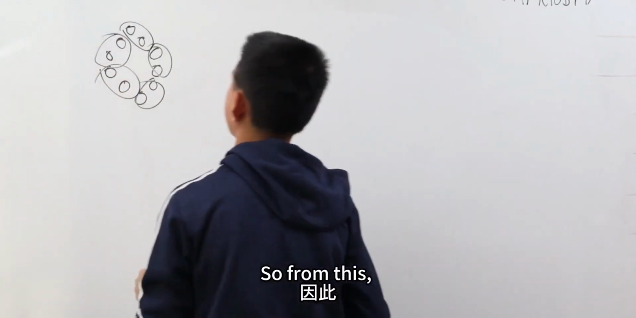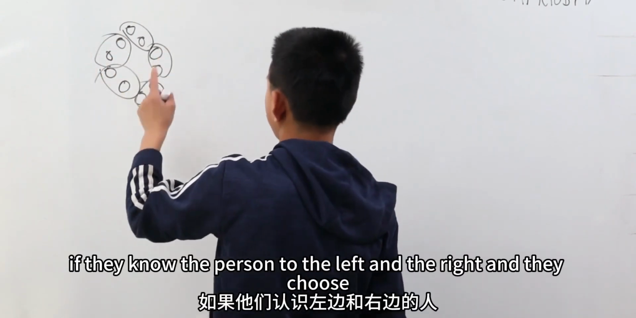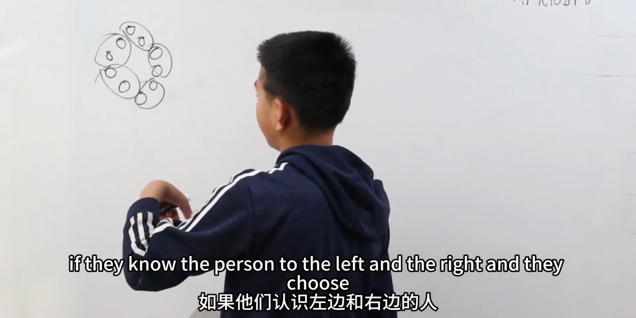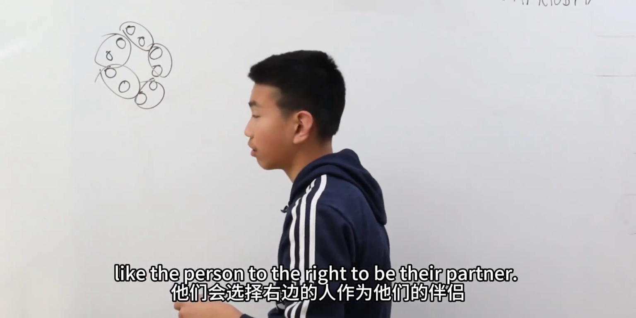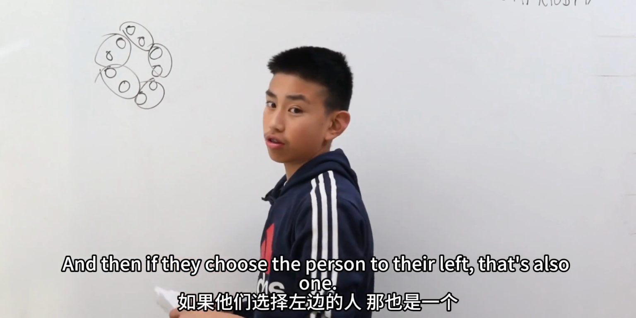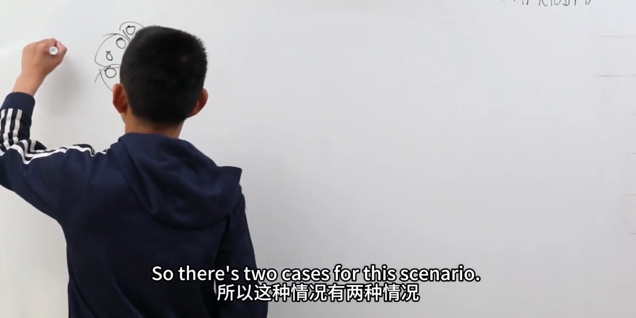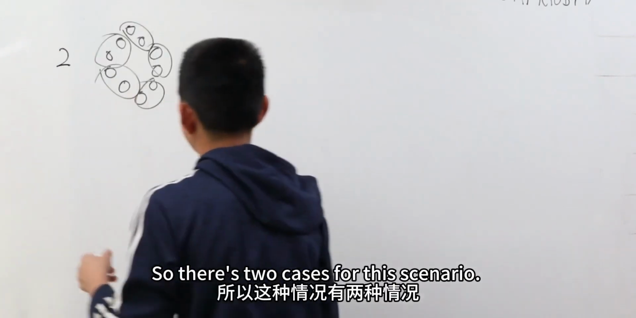So from this, if they know the person to the left and the right, and they choose the person to the right to be their partner, that's 1. And then if they choose the person to their left, that's also 1. So there's 2 cases for this scenario.